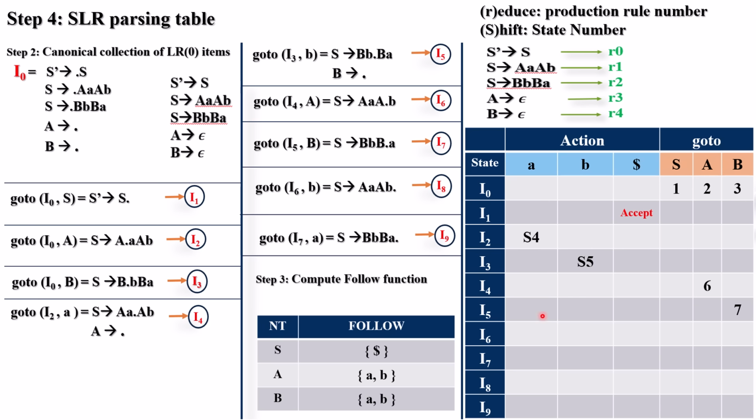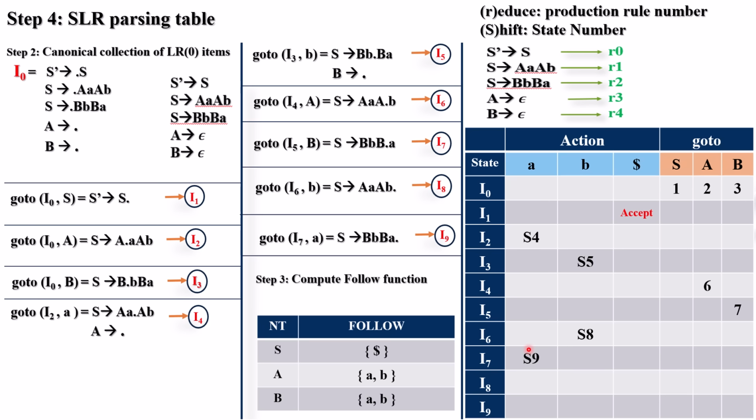Next, I6 on small b, what does it give? 8. I6 on small b is an action part, so we have to write S8 instead of 8. Okay. Next, go to I7 on small a, it gives 9. So we have to write here S9. So this is how we put the shifts in this SLR parsing table.